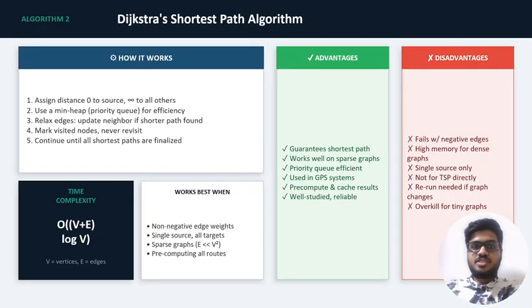Next is Dijkstra's algorithm. We use it to pre-compute shortest paths from any source across the city graph. It uses a min heap and runs in O((V+E) log V) time complexity, guaranteeing the shortest path for non-negative weights, exactly like GPS systems do. The limitation is it only handles a single source and doesn't directly solve the full delivery problem.